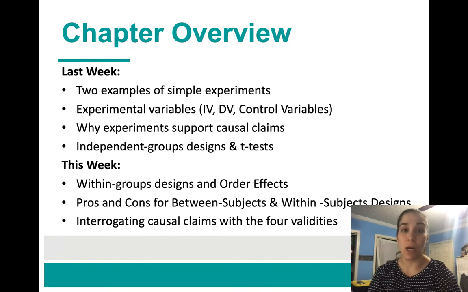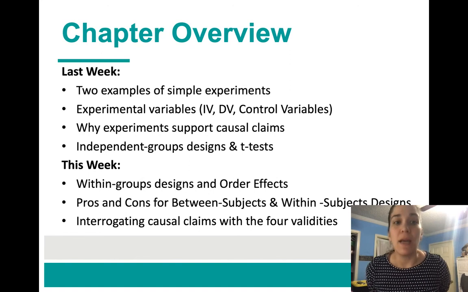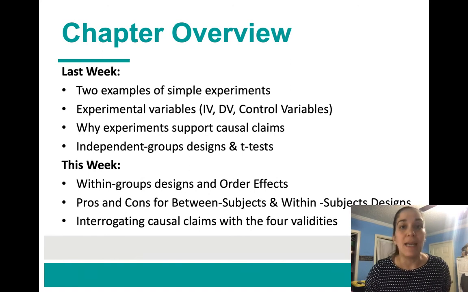This week we're going to talk about within groups design and order effects, pros and cons for the differences between subjects and within subjects, so like why and when do you choose them, and we'll interrogate all causal claims regardless of the design with our 4 validities that we covered in chapter 3. Now this week we're also covering dependent samples t-test, but that's a separate lecture than this.